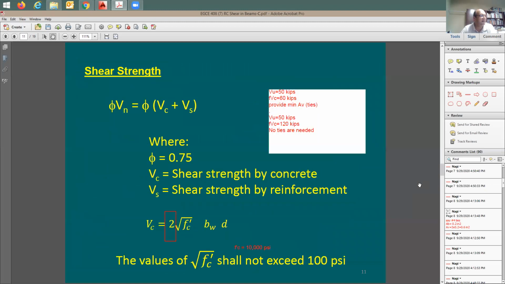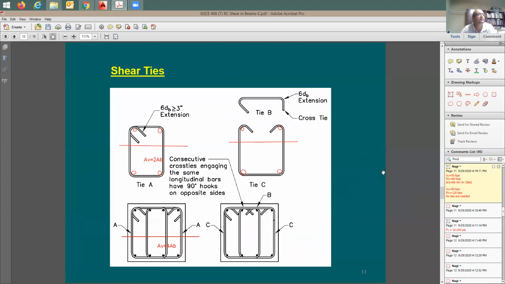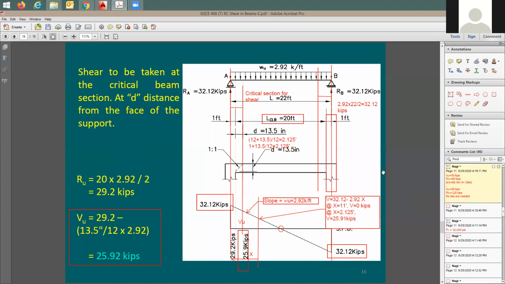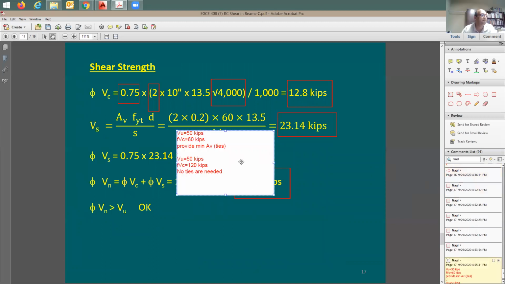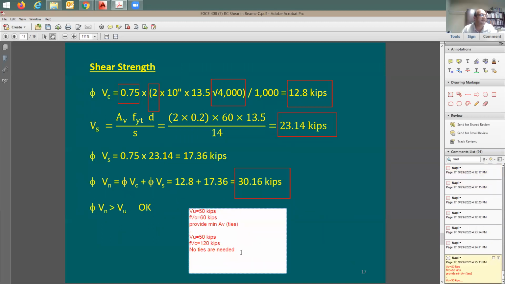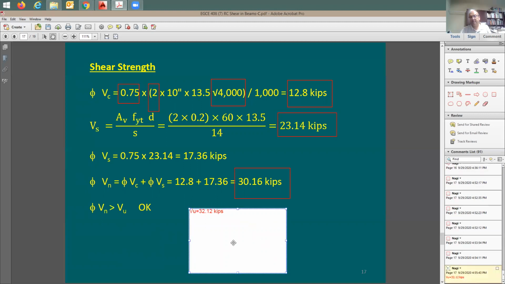Can you help me with this again? Okay. I'm going to say here V sub U is equal to how much? 32.12 kips. All right, so stay with me. Are you there? Yes. Okay, Alan, let me put your name.